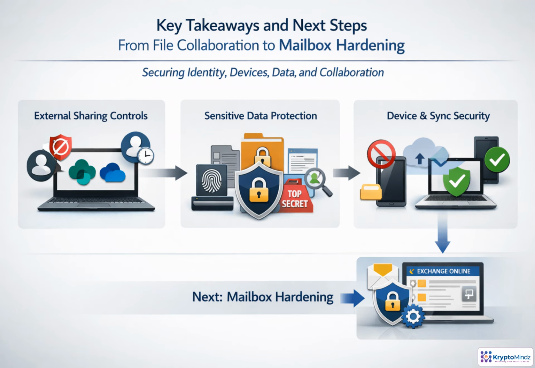SharePoint and OneDrive hardening works best as a layered model. Make external sharing deliberate. Protect sensitive sites with labels, permissions, reviews, and auditing. Reduce leakage through device access and sync controls. The same mindset now carries forward. Collaboration should stay productive, but access must be governed, monitored, and limited where risk increases. Next, we apply this to Exchange Online.